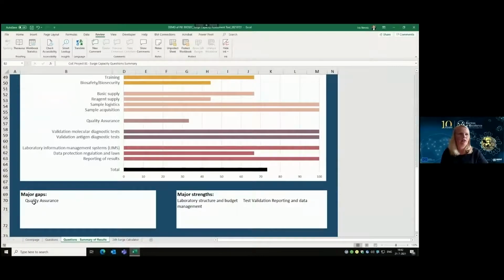And here in this case, a major gap is the quality assurance. And if you want to increase your quality assurance for search capacity, you can look back at the questions, see what score you've given the quality assurance, and what do you need to change to get a higher score. So you can use this information also to improve your search capacity.